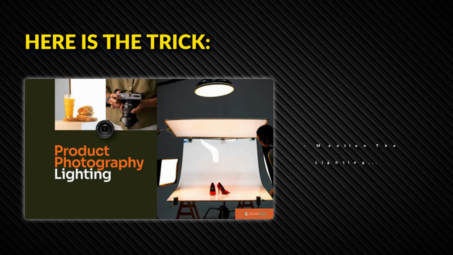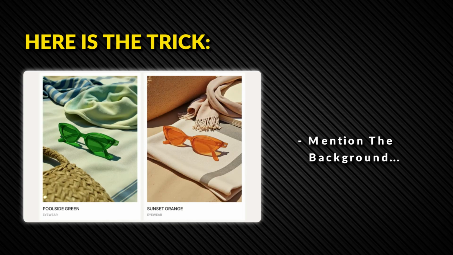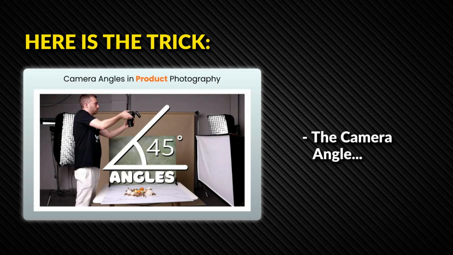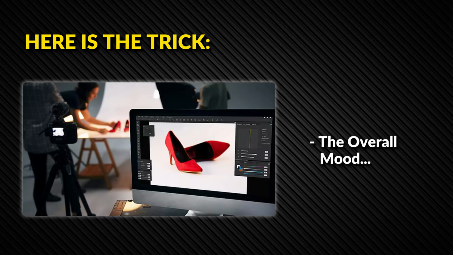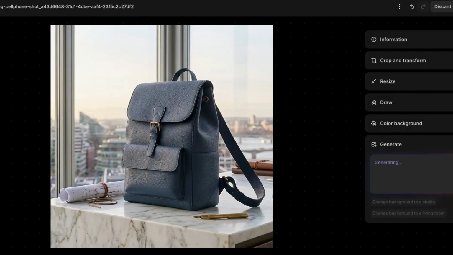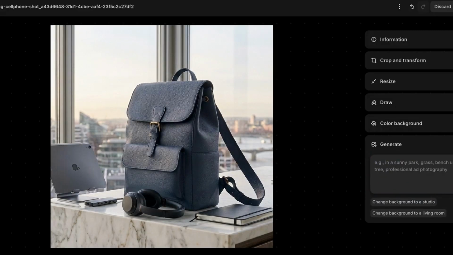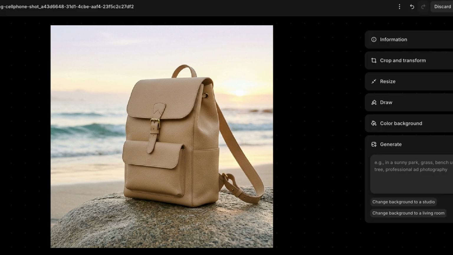So here is the trick. You should mention the lighting and then mention the background, the camera angle, even the overall mood. You can also change colors, remove objects, add props, or generate completely new backgrounds. It's an easy way to improve your product presentation without booking an expensive photoshoot.